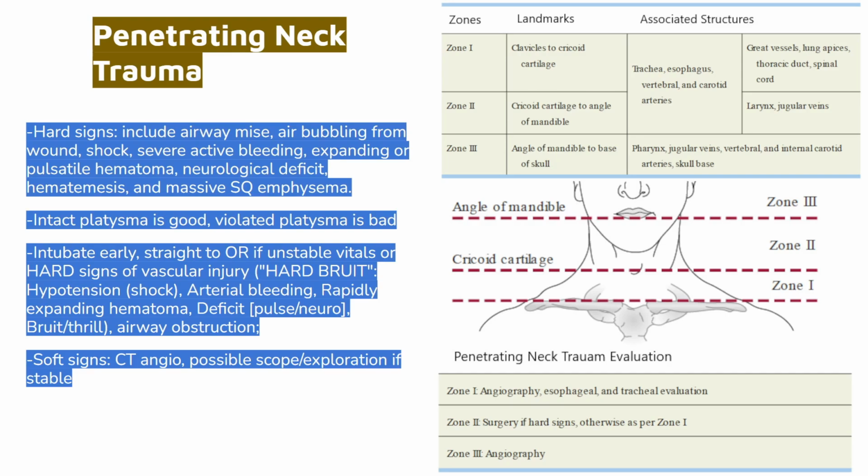Hard signs of penetrating neck trauma, this is where you say, oh shit, right? Include airway compromise, air bubbling from the wound, shock, severe active bleeding, expanding or pulsatile hematoma, neurological deficit, hematemesis, and massive subacute emphysema. If the platysma is violated, that suggests that the injury or penetration is deeper. For these patients, you want to intubate early if there's any hard signs, okay? And if there are just soft signs, you can probably get away with just angiography and a little bit slower pace of management.